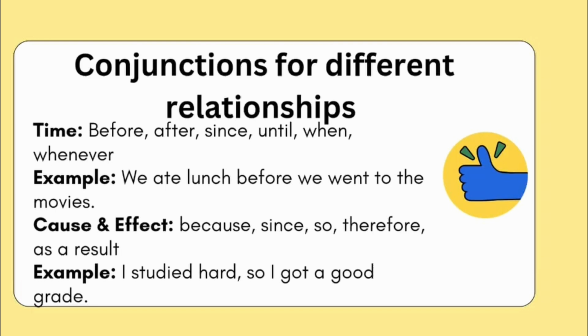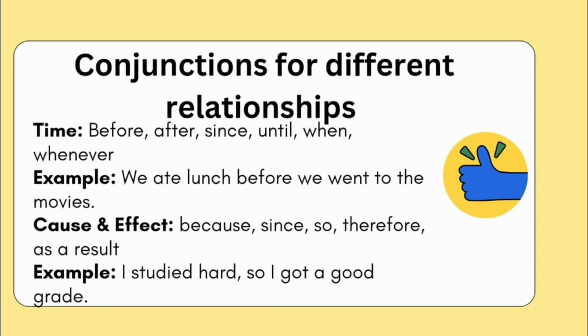So let us quickly summarize the key points of this lesson by looking at the way conjunctions can perform based on how they show different relationships. Conjunctions can show relationships with regards to time. For example, before, after, since, until, when, whenever. For example, we ate lunch before we went to the movies.